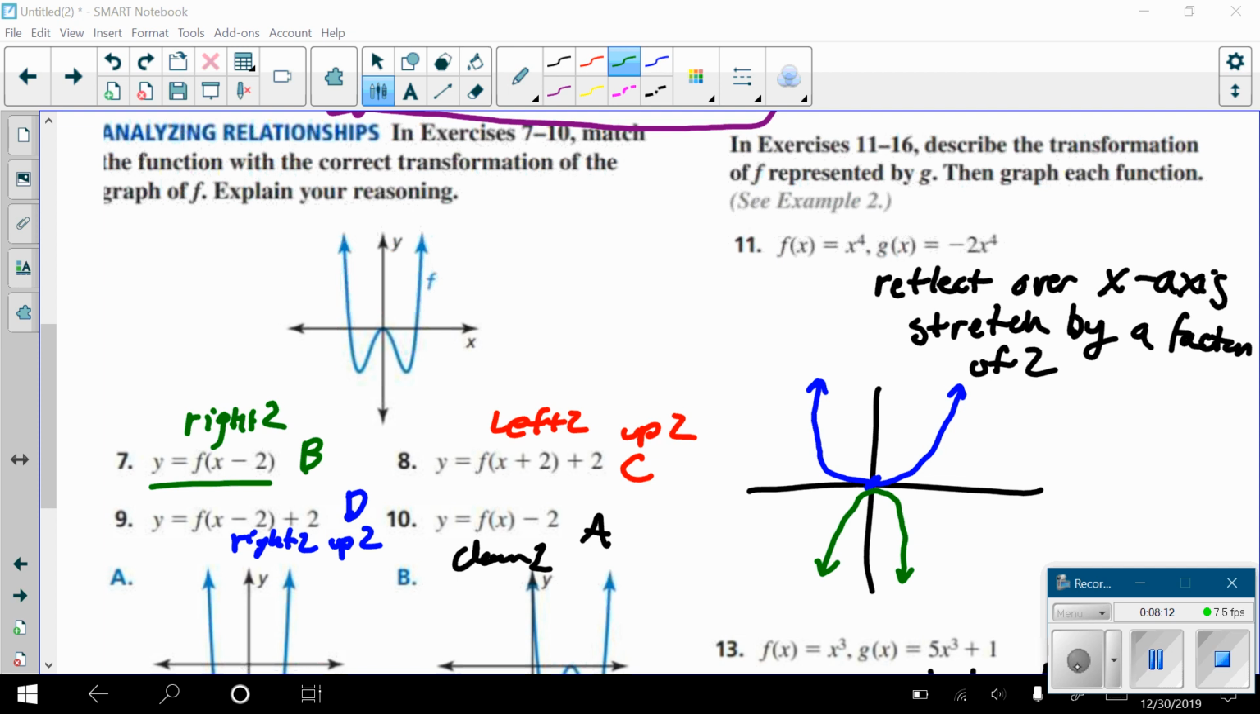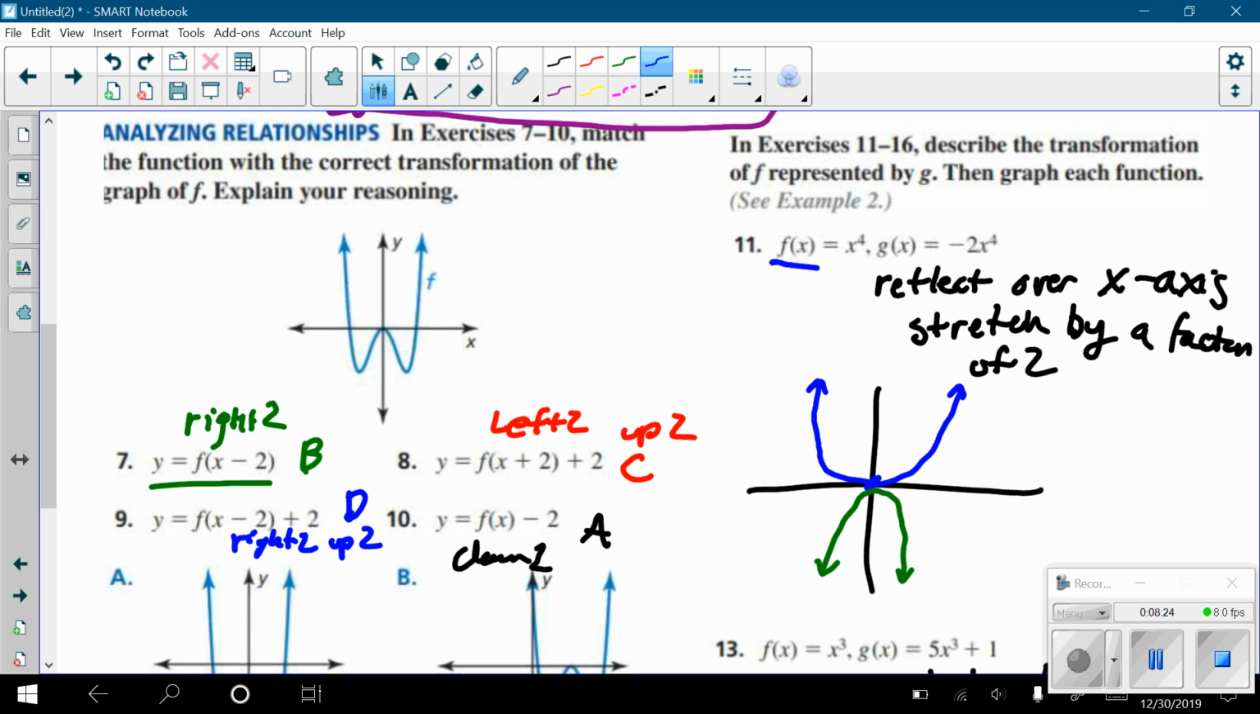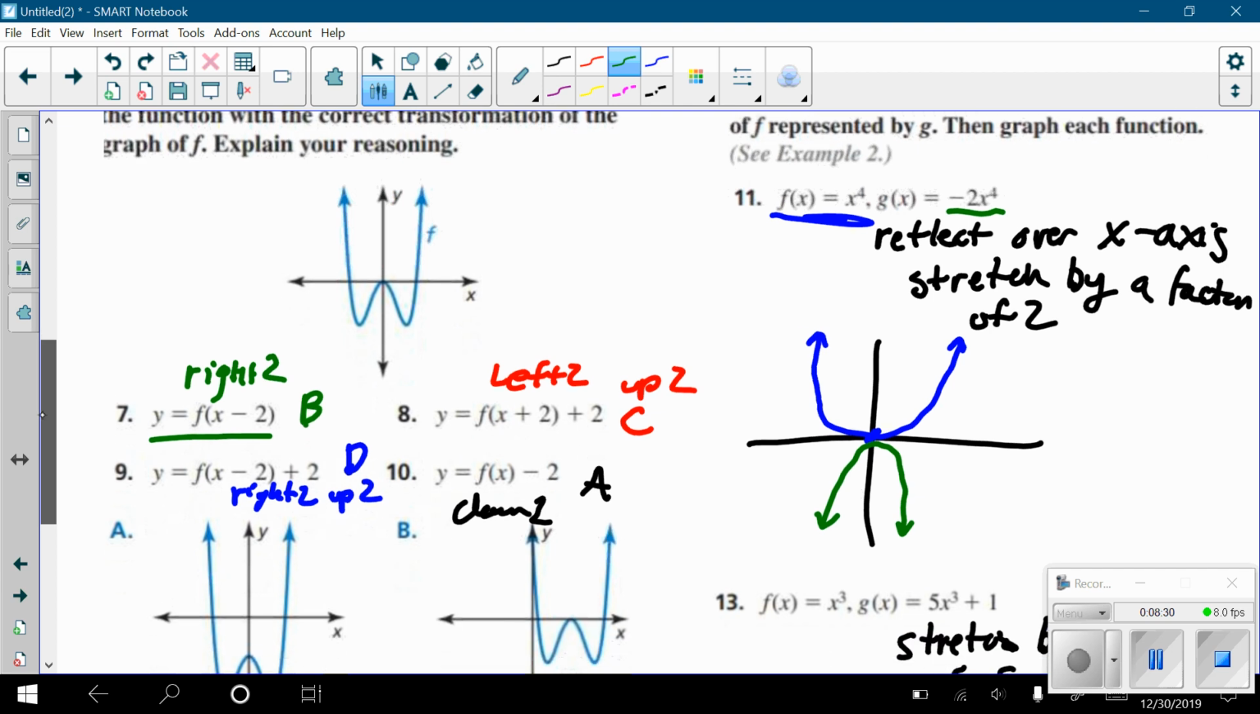Okay, so our transformations here were reflected over the x-axis and a vertical stretch by a factor of 2. The negative flips it over the x-axis. The 2 makes it twice as skinny. The blue would be our original. That would be what the x to the 4th looks like. And then the green is flipped upside down and stretched, make it a little bit skinnier.